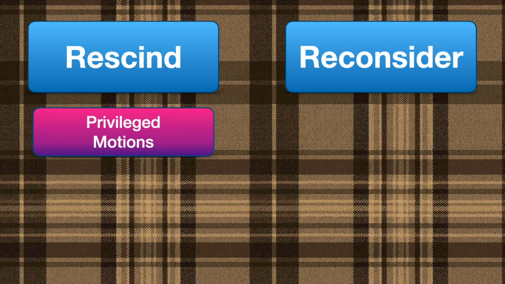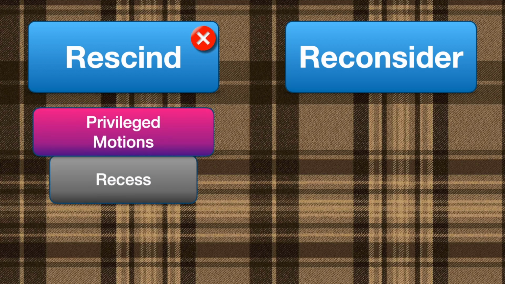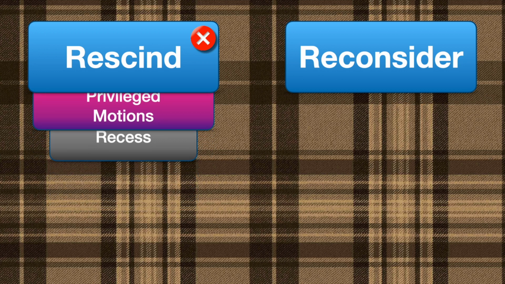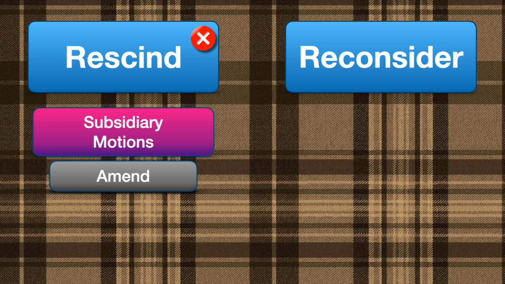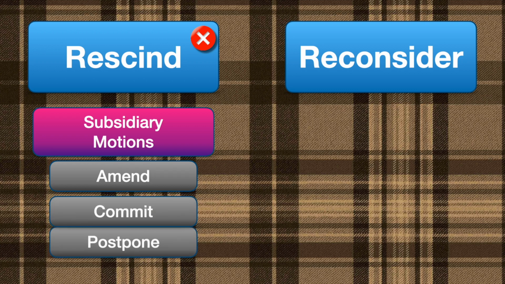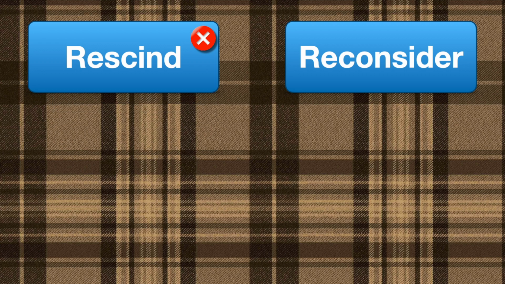Rescind cannot be applied to privileged motions, such as the privileged motion to recess, and it cannot be applied to subsidiary motions, such as the motion to amend or the subsidiary motions to commit or postpone. On the other hand, the reason reconsider shows up as an entry in the standard descriptive characteristics is that many different motions can be reconsidered. To explore all the differences between rescind and reconsider, we will have separate videos dedicated to each of these motions. But for this video, we are concerned with quickly and easily finding out whether any particular motion can be reconsidered.